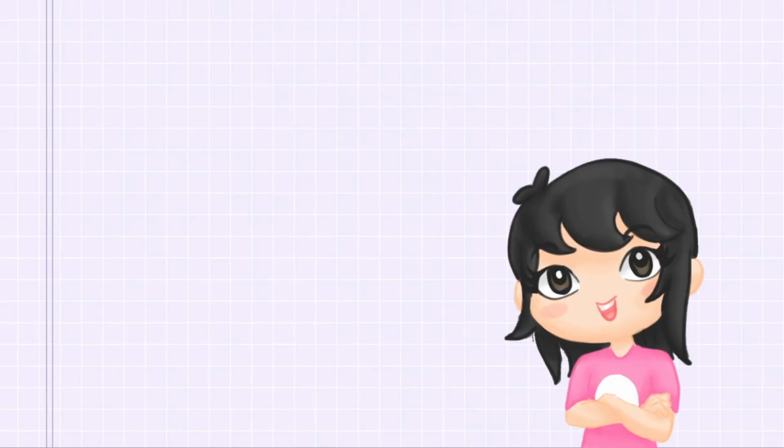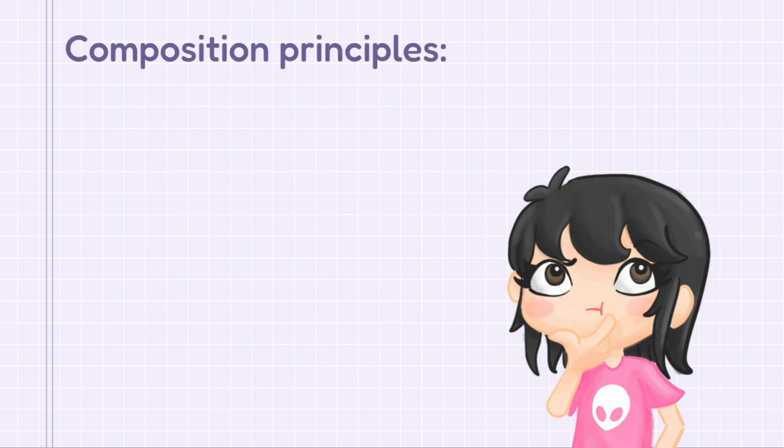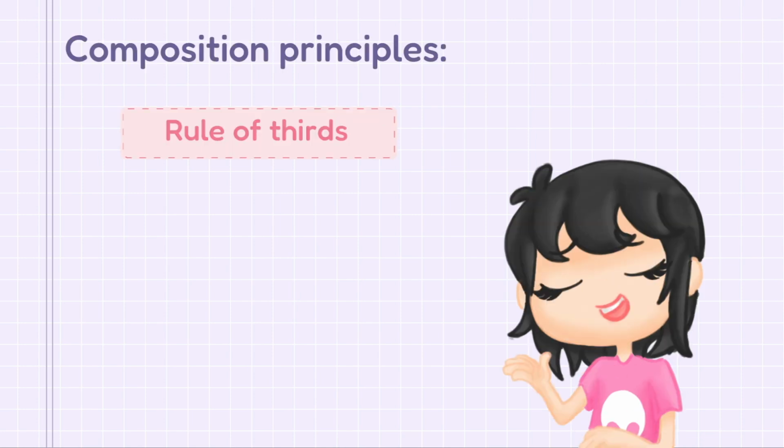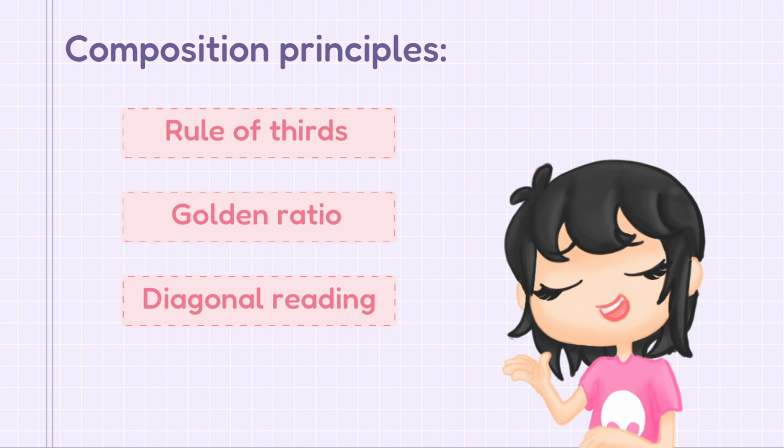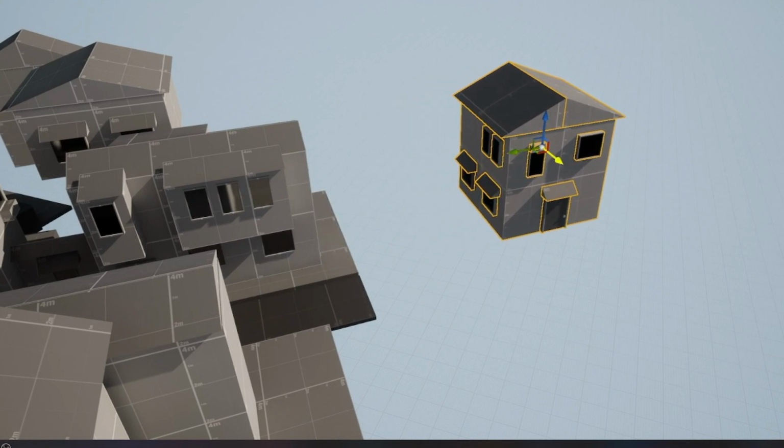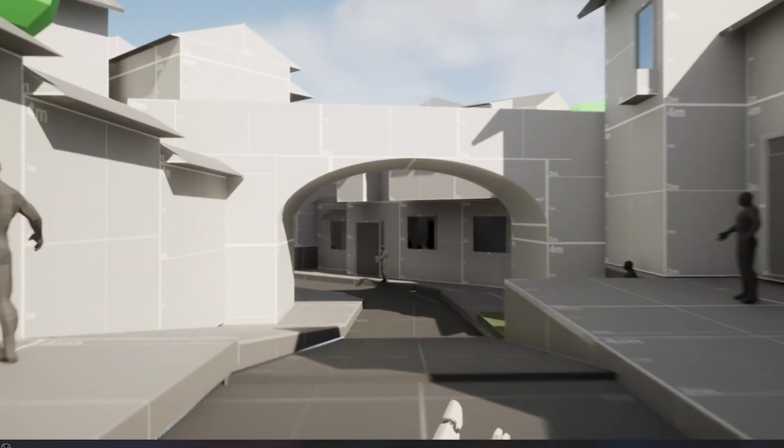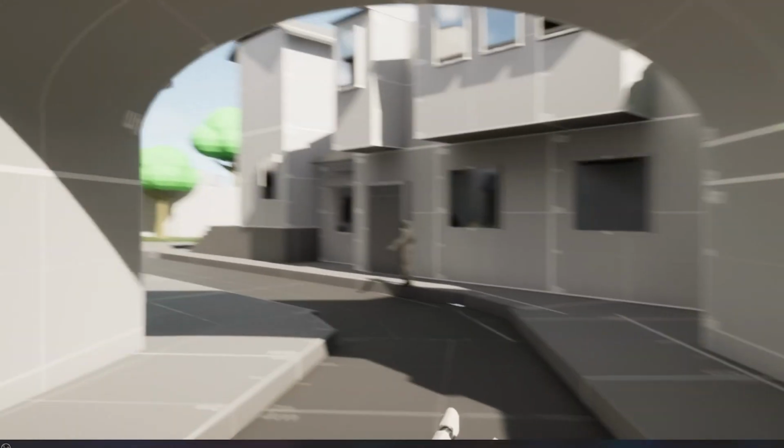Following that strategy and remembering some basic composition principles such as the law of thirds, the golden ratio, diagonal reading, and even the laws of Gestalt for visual perception, I decided the location of each house and added additional elements such as wall segments or arches to create some different spaces.